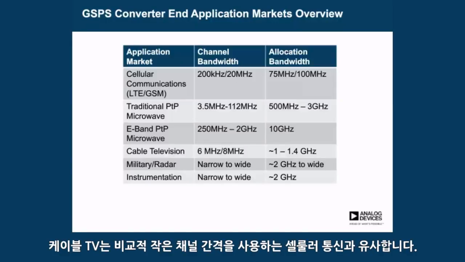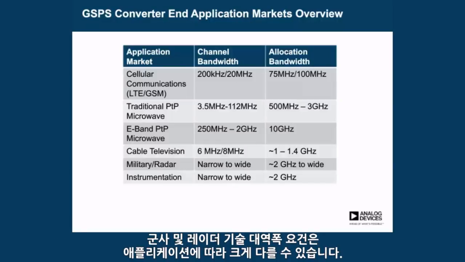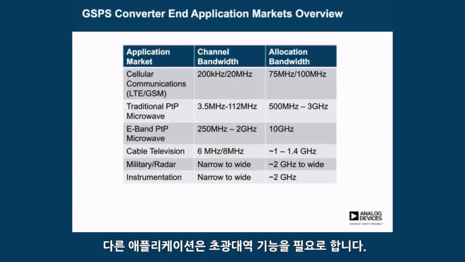Cable television is similar to cellular communications, with relatively small channel bandwidth. However, their allocation bandwidths are larger, especially with the movement towards the DOCSIS 3.1 standard and beyond. Military and radar technology bandwidth requirements can vary widely depending on the application. Things like electronic warfare applications or military communications may require very narrow bandwidth for some designs, whereas others will require extremely wideband capabilities.